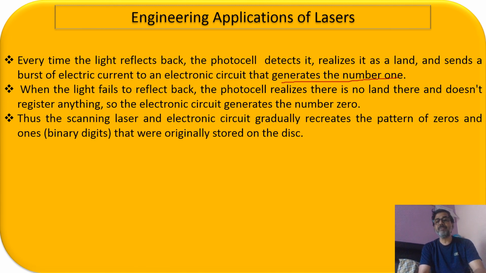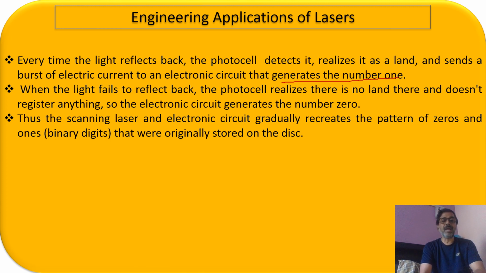The reflected light, as I have shown you in the previous diagram, will be coming to your photocell, and the photocell will be detecting this, and it will be sending that signal in the form of current to your electronic device, and the electronic device will detect that it has received some information in the form of 1.